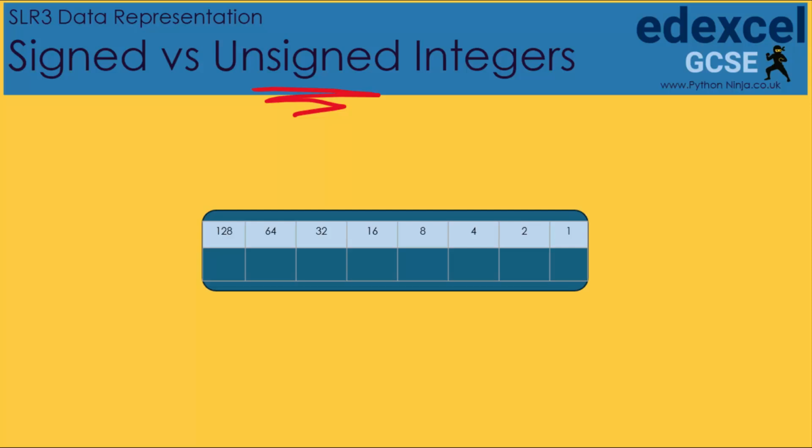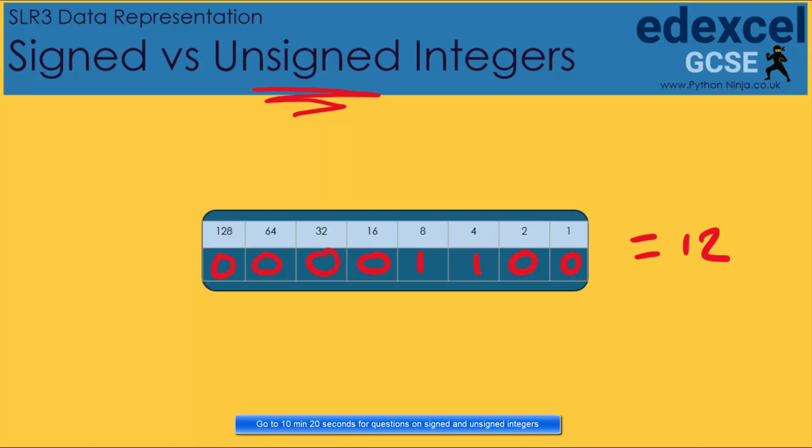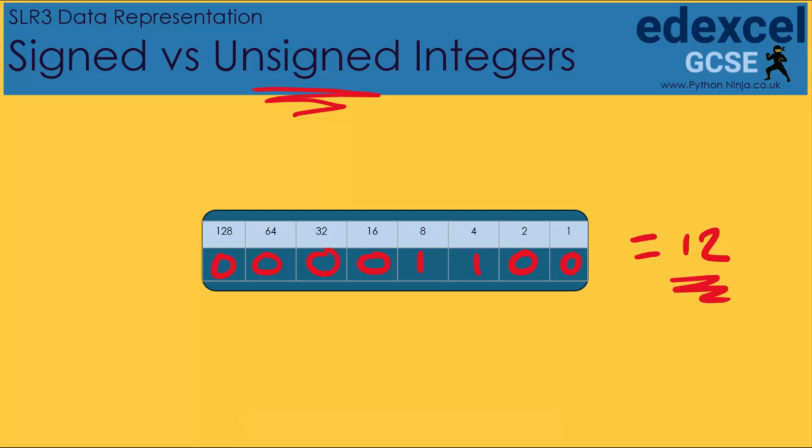This is what we are used to using. So if I put a number in here, we know that this is equivalent to, yes, you guessed it, the denary 12. Okay, now this is a positive value. What if we wanted to represent a negative value? Okay, a minus number. So how do we do that? Well, we use a signed integer.